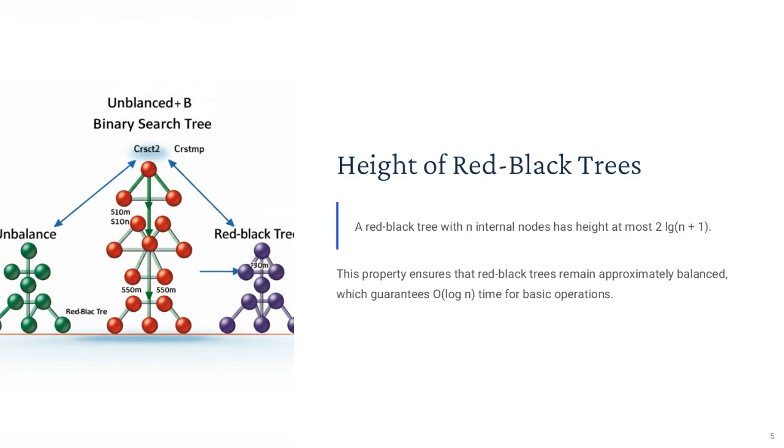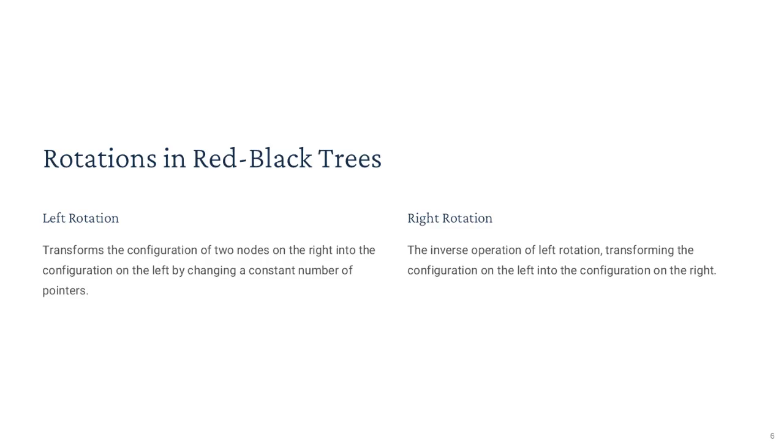This makes red-black trees a popular choice for implementing dynamic sets and other data-intensive applications. Rotations are a key operation in maintaining the balance of a red-black tree. There are 2 types of rotations: left rotation and right rotation.